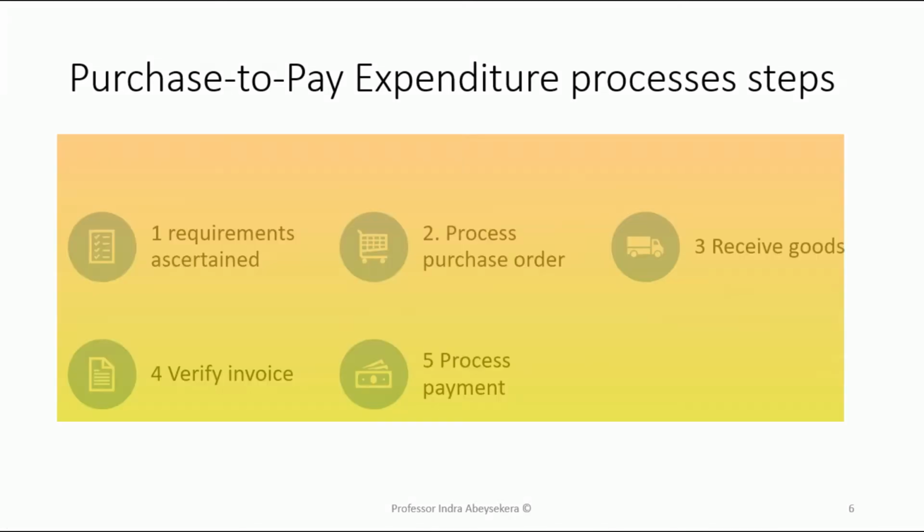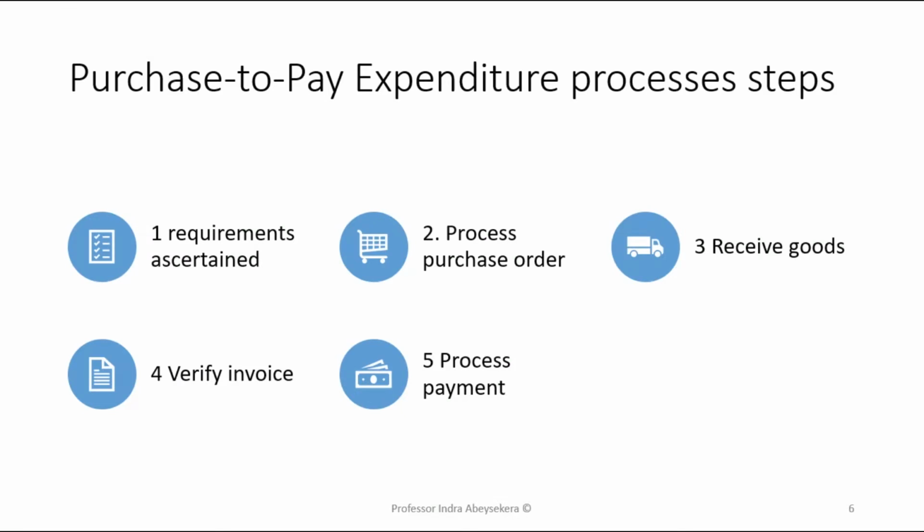Purchase to pay, the expenditure process has 5 steps. First is the requirements to purchase items ascertained. Then a purchase order is generated, and then it's sent to the suppliers. And the third is to receive goods. Once the goods are received, the supplier sends the invoice, and the invoice is checked against the order. And then fifth is to process the payment to the supplier. All these steps are generating data for the enterprise.